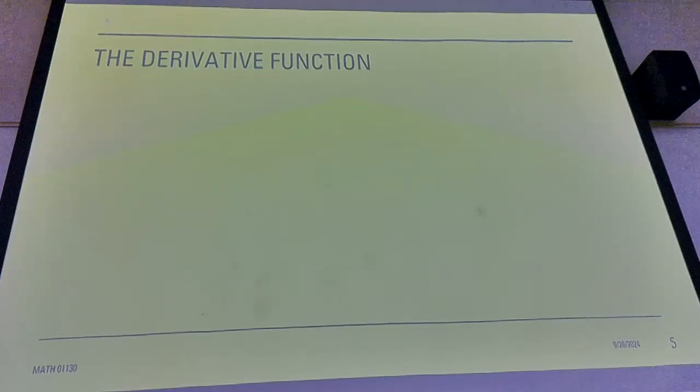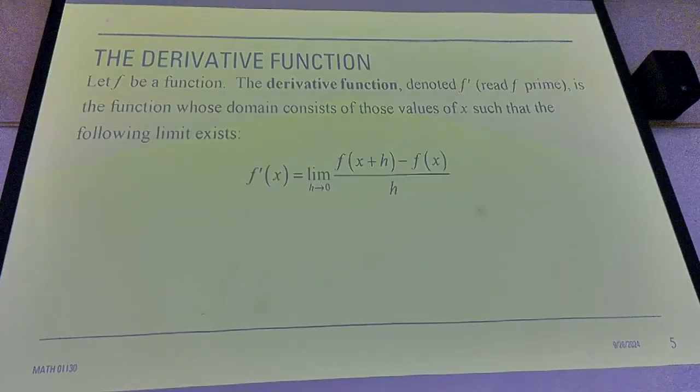And that's how it's defined. It's the limit as h approaches 0 of f of x plus h minus f of x all over h. Again, you might see h replaced with delta x.